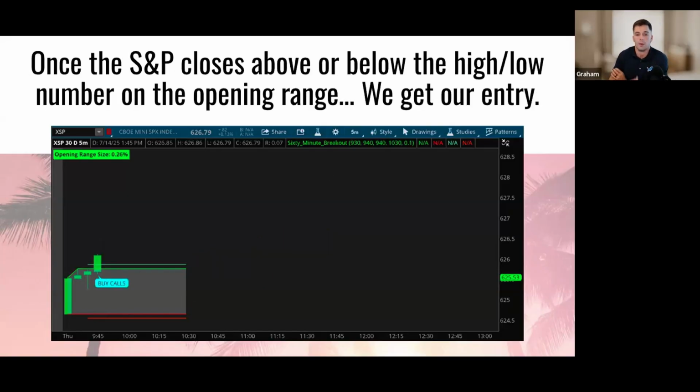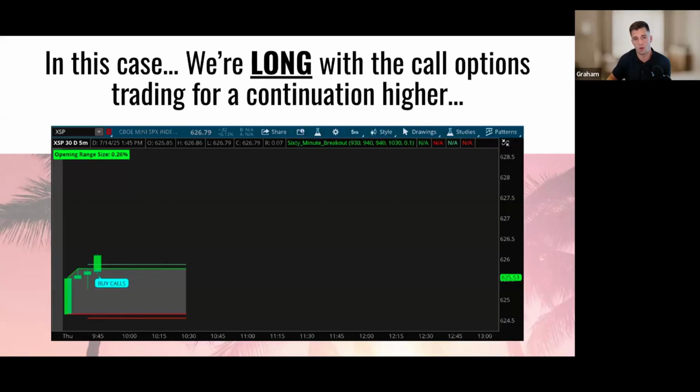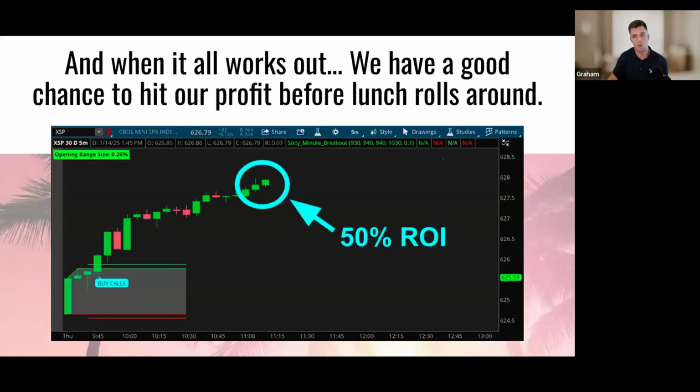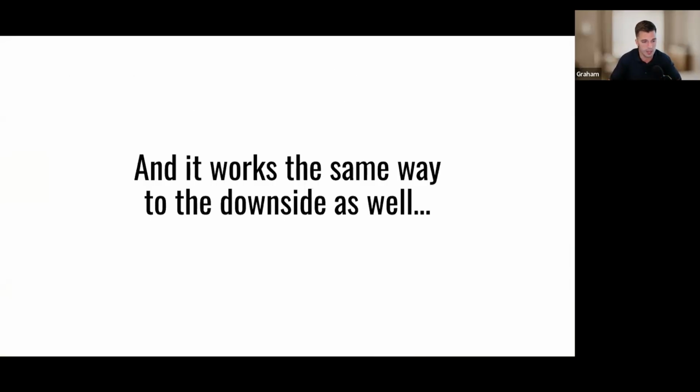So once the S&P closes above or below that high or low number on the opening range, we get our entry. It shows up on the charts too. So you can see here, it closed above, buy calls, pretty easy. In this case, we are long with the call options, trading for a continuation higher, right? And when it all works out, we have a good chance to hit our profit before lunch rolls around, just like what happened today. And it works the same way to the downside.